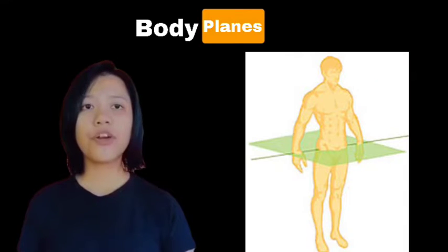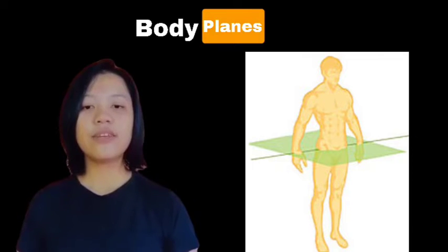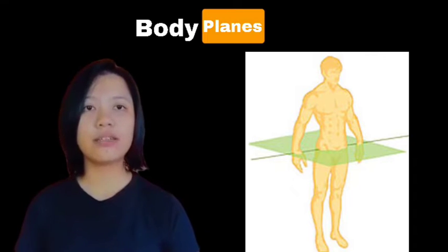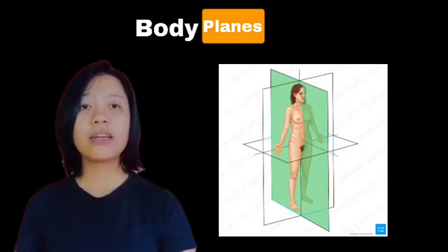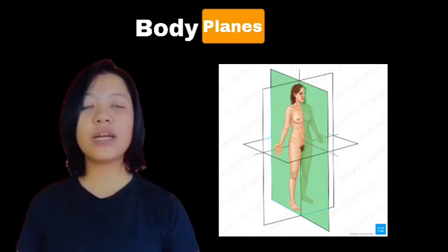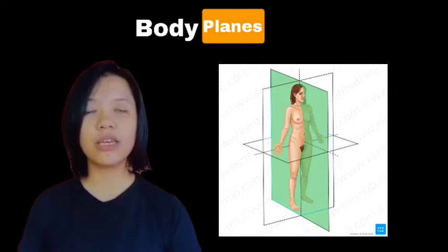The second one is the transverse plane. A transverse plane is also known as an axial plane. This divides the body into cranial and caudal, or the head and tail parts of the body. And the last and third one is the sagittal plane. The sagittal plane can also be called the lateral plane, which divides the body into sinister and dexter, or the left and right portions of the body.